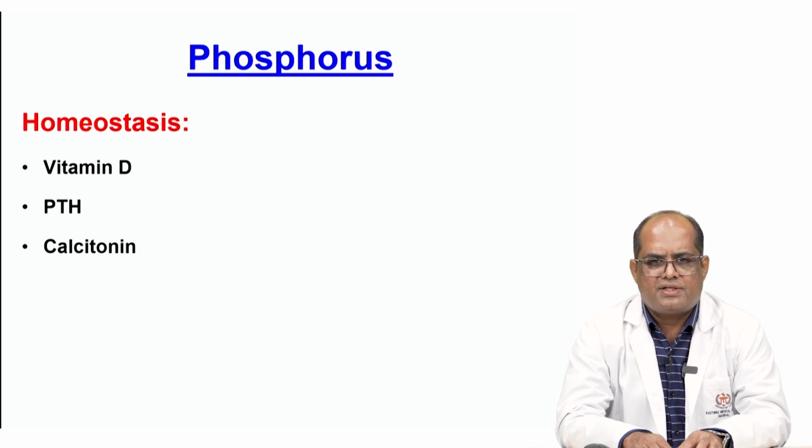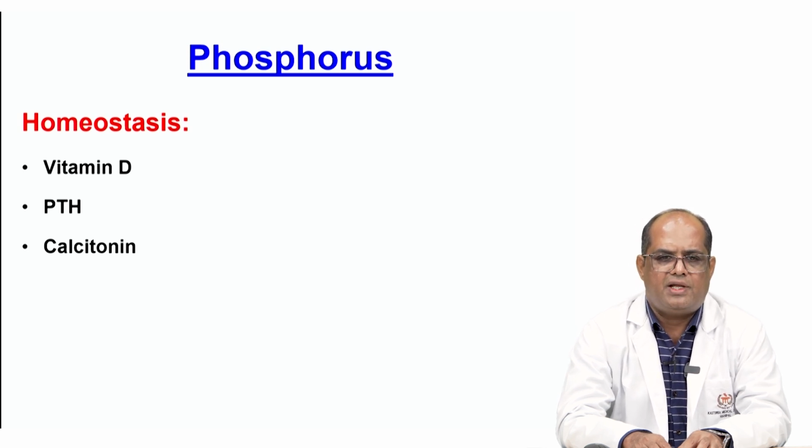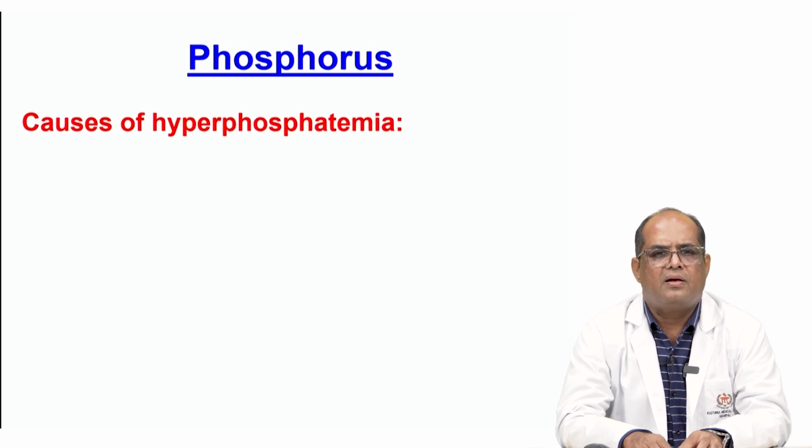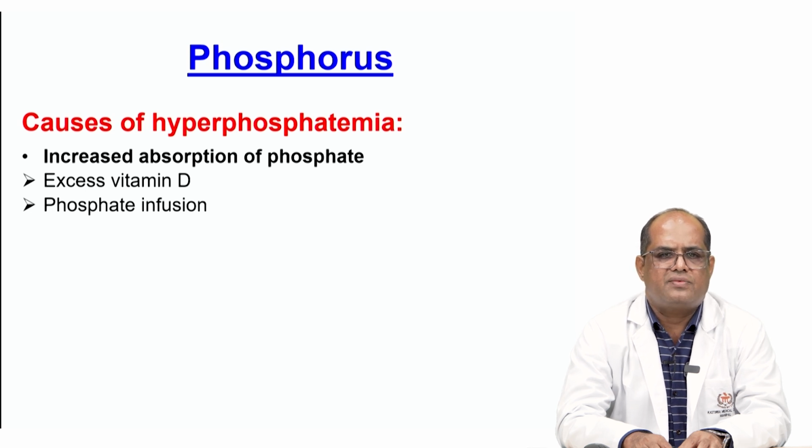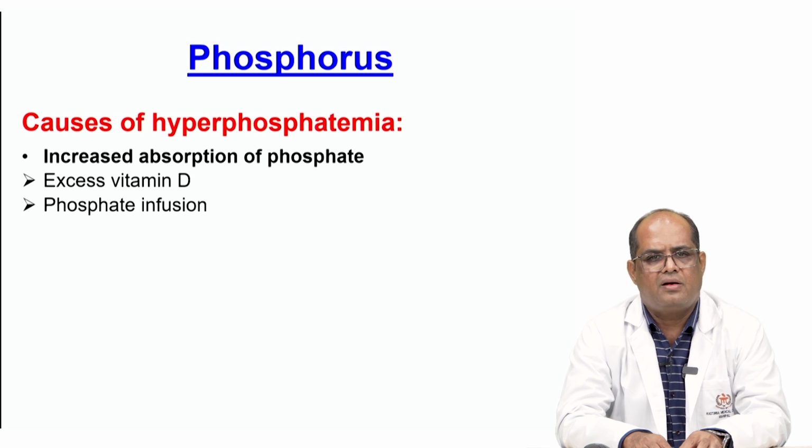Coming to the homeostasis of phosphorus, it is basically done by vitamin D and PTH, which, similar to calcium, increase the phosphorus level, whereas calcitonin decreases the phosphorus level. Causes of hyperphosphatemia: hyper is increased, emia is in blood, so increased phosphorus in the blood is hyperphosphatemia. The causes are increased absorption of phosphate, that is in case of excess vitamin D, which enhances the absorption of phosphorus from the intestine and also reabsorption from the kidney. And also in case of phosphate infusion, you can see hyperphosphatemia.